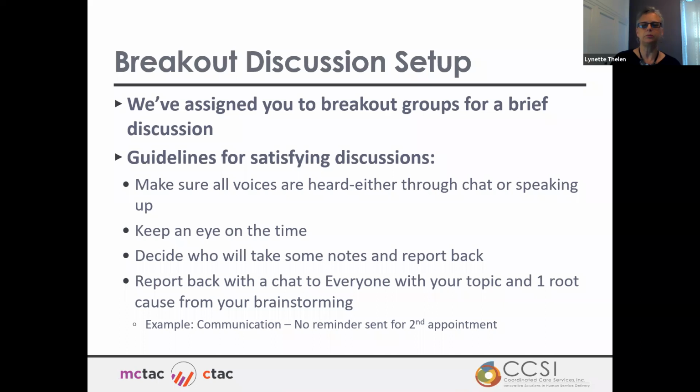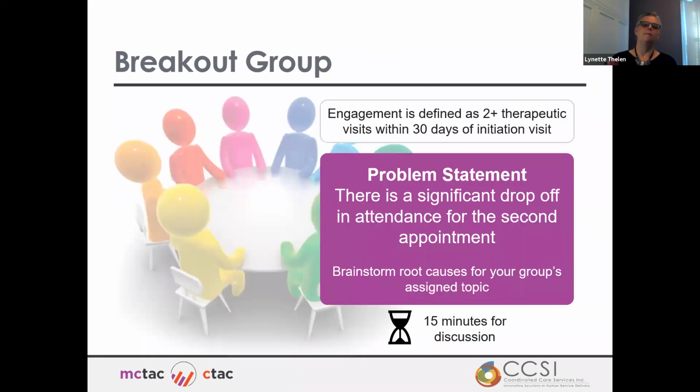So the scenario that we've put into play is around engagement. And in our organization, engagement is defined as 2 or more therapeutic visits within 30 days of the initiation visit. Our data has shown us that we're seeing a significant drop off in attendance for the second appointment or future appointments.